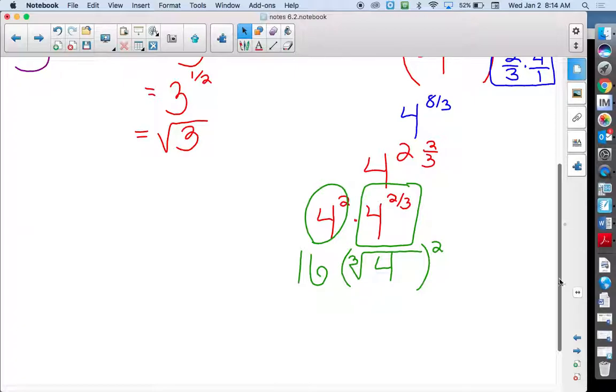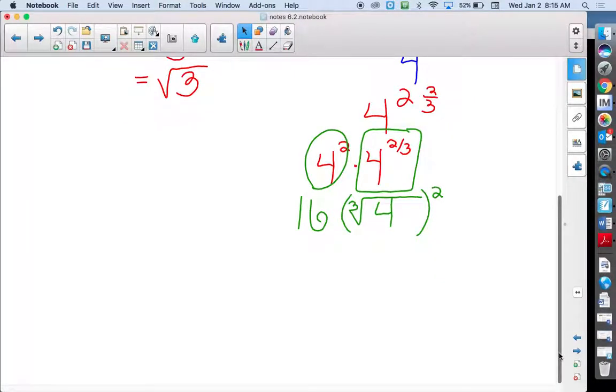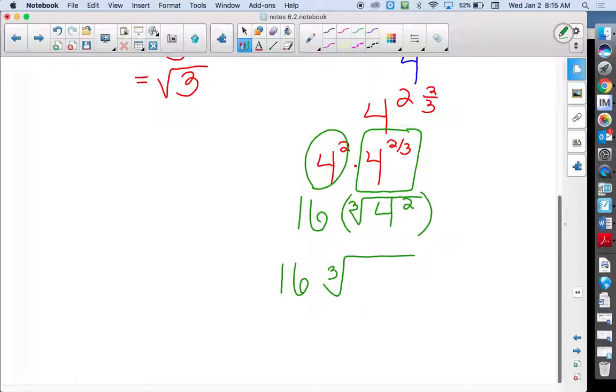Alright, so our goal is to simplify this completely. Can you take the cube root of 4? No. But there's a squared out here, and this squared can also be applied to the 4. And you can do that part first to help you simplify it. So if you can't do the root part, then you can try and do the exponent part. So we're going to work through the exponent part first because we can take 4 squared and make it 16. So now we have a 16 outside and a 16 underneath.